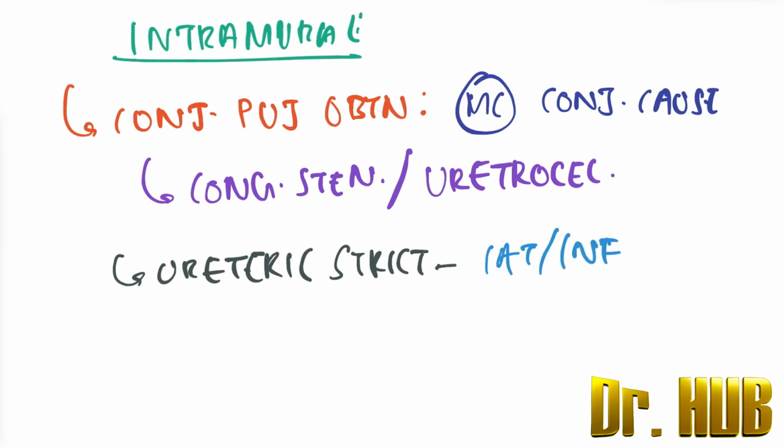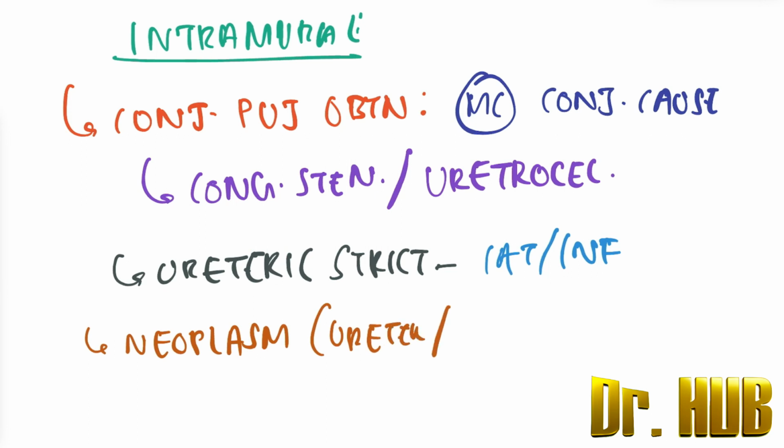Next is the neoplasm of the ureter or the bladder, and this involves the ureteric orifice.